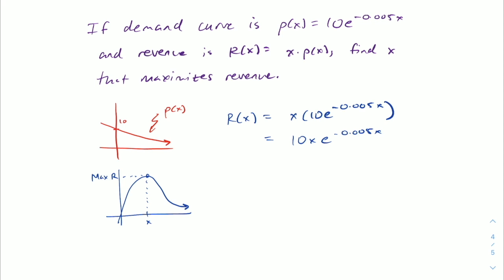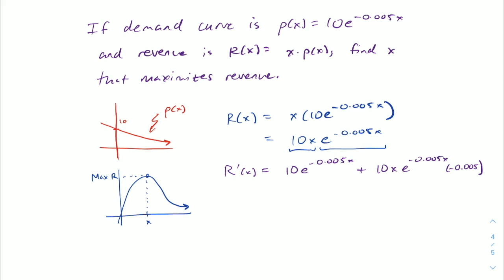So we have two parts. We have this 10x part and we have this exponential part. The derivative is going to involve the product rule because we have a product of 10x and this e to the negative 0.005x. The derivative of 10x is 10. Leave the e to the negative 0.005x alone, and then add 10x times the derivative of e to the negative 0.005x. The derivative of e is e, and then the derivative of the inside is negative 0.005.